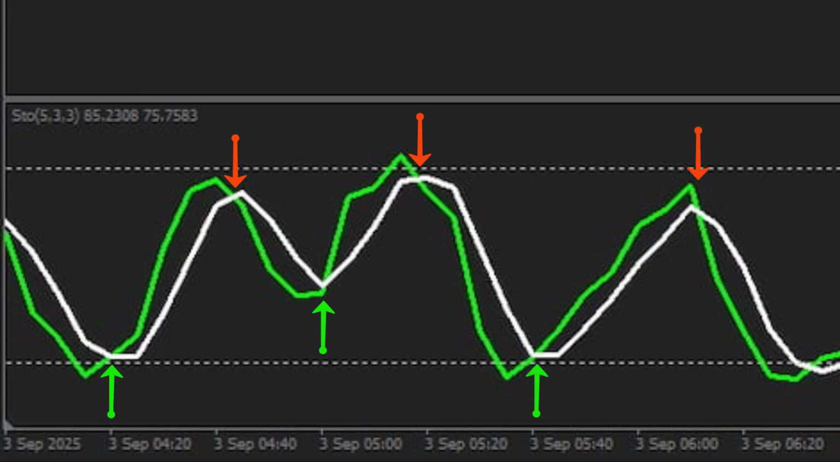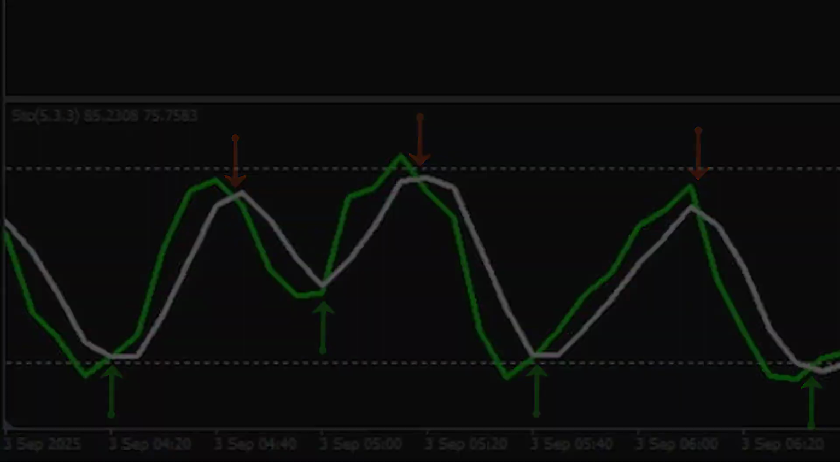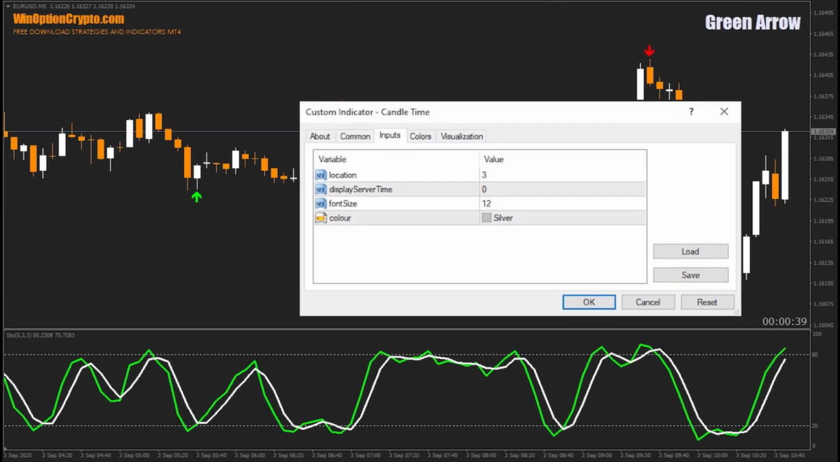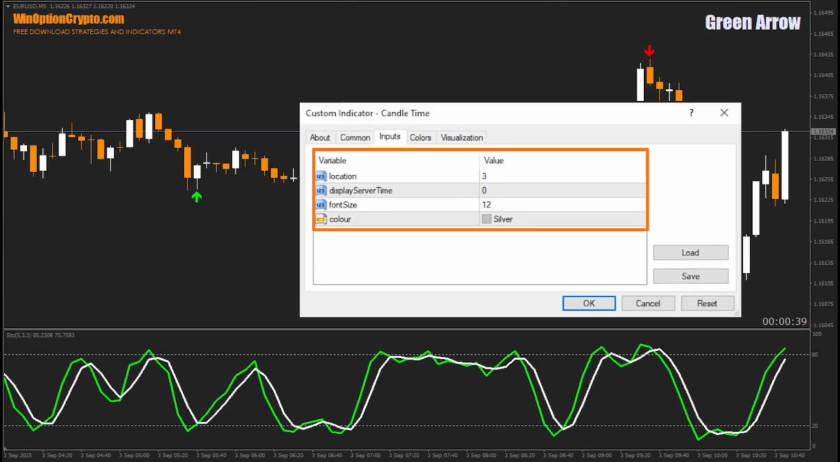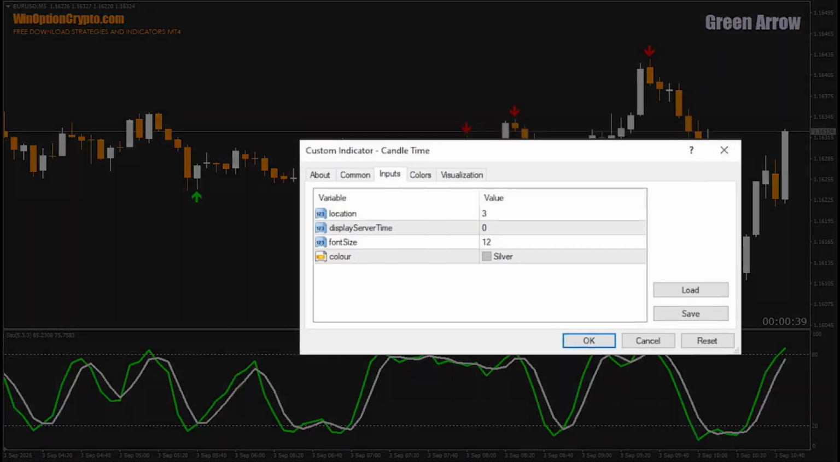If this crossover occurs in the overbought zone above 80% or in the oversold zone below 20%, it additionally strengthens the trading signal. The final element of the green arrow strategy is the timer, which shows how much time remains until the candle closes. In the settings, you can choose its position on the screen, enable or disable the broker's server time display, and adjust its size and color.